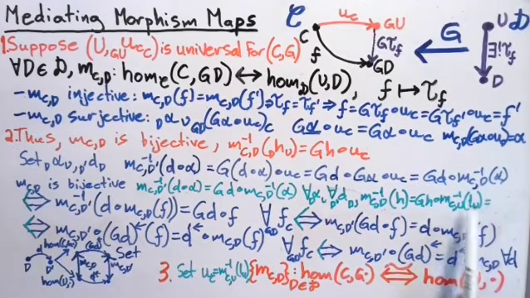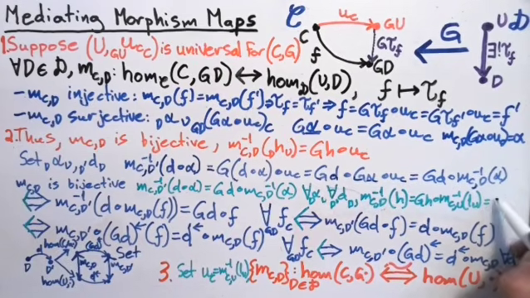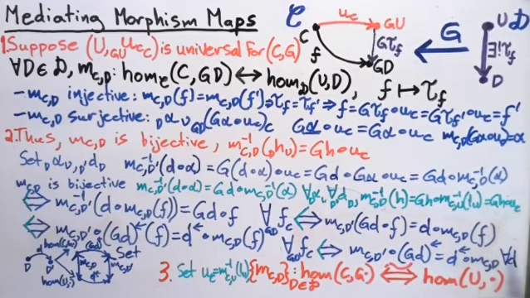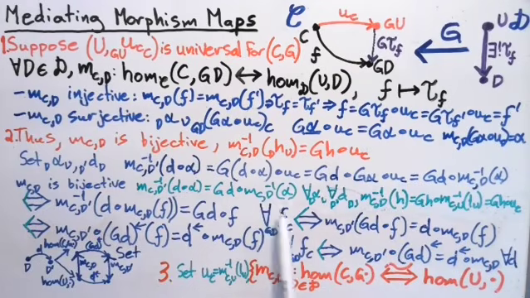But MCU inverse of 1U, that was our assumption. We set that to be UC. So we have GH after UC, right? And that's the exact expression we need. MCD inverse of H is equal to GH after UC. So that means that 3 also implies 2, right?